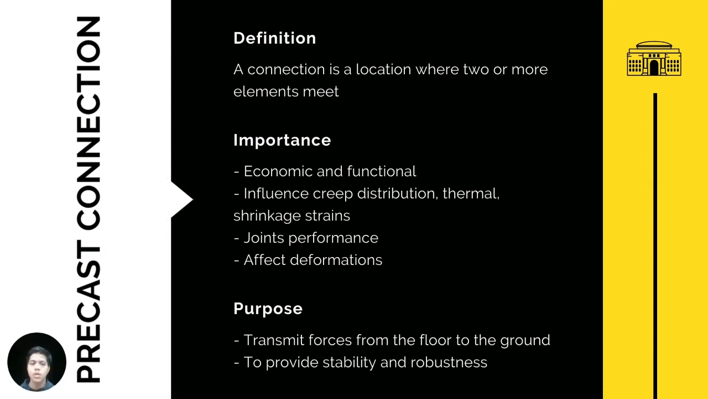The third one is to determine joint performance. The last one is to affect deformation because of the ductility of the connection. So next one, the purposes of precast concrete connection.